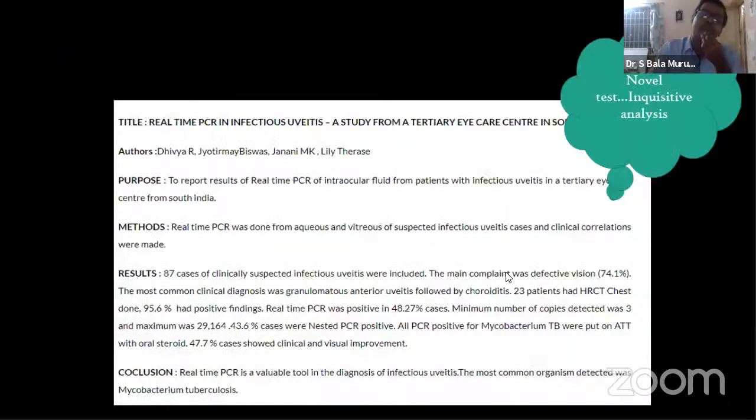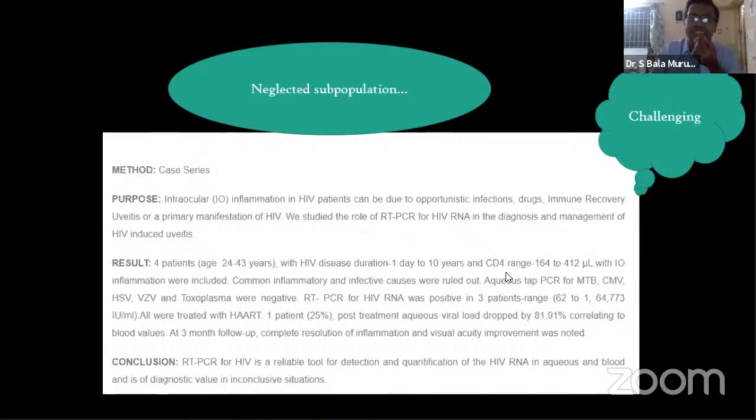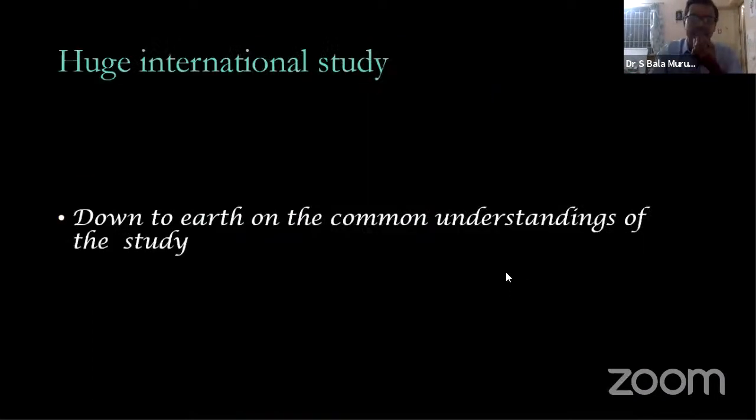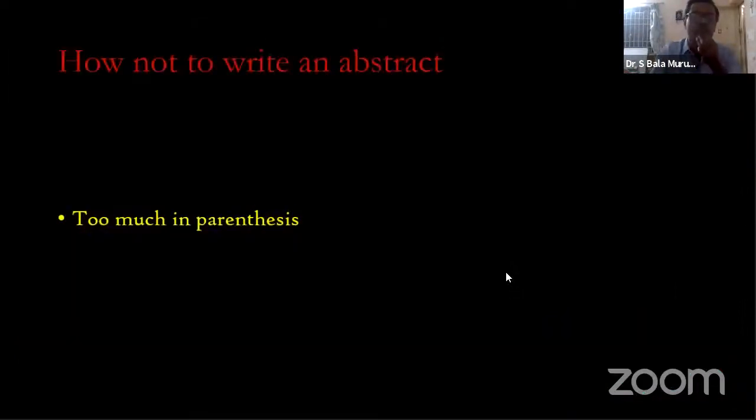Here is PCR from a tertiary care center, where they found out how it is useful in infectious uveitis. The people are definitely going to be inquisitive to look into this study. And sometimes we need to focus on a neglected subpopulation like HIV, where the challenges of using RT-PCR are illustrated. Sometimes a huge international study is presented in national conferences with a common understanding. Here there is a multicentric study on tuberculosis of COTS data, and they have concluded PCR is not useful in the Indian scenario.